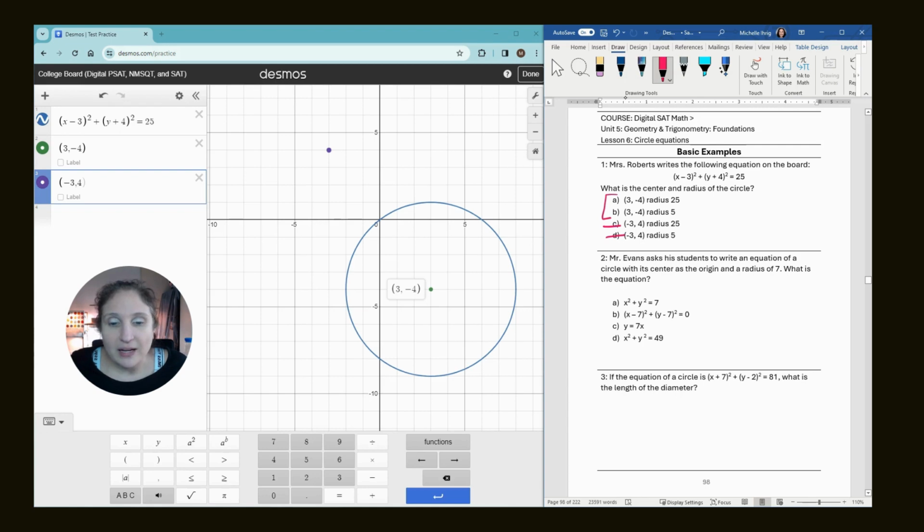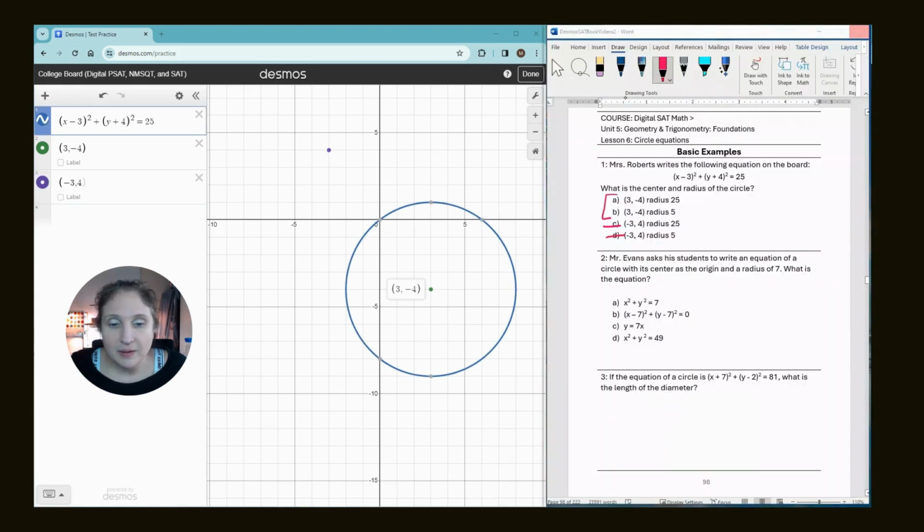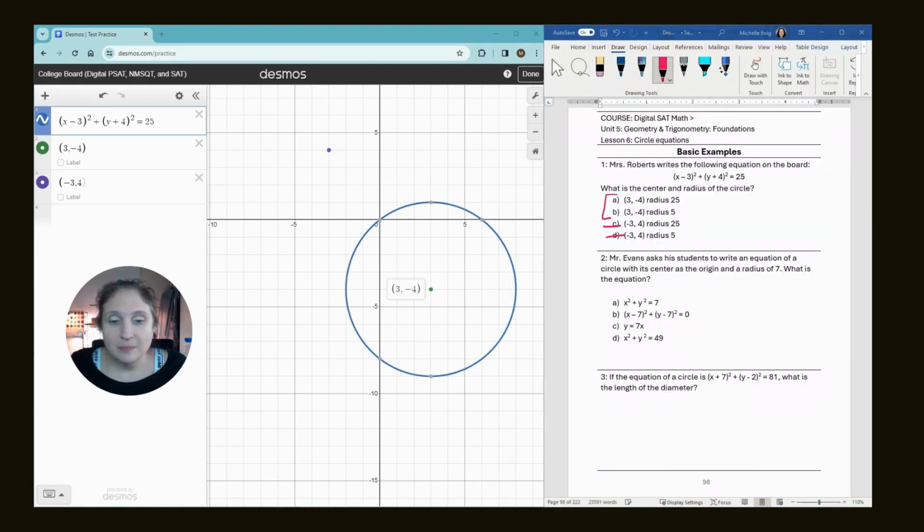I can't write on here, but you can see how, let's see if it'll let me hold the point. You can see that how I get from (3, -4) to (8, -4) is I move 5 spaces. So my radius is 5. And that's it.